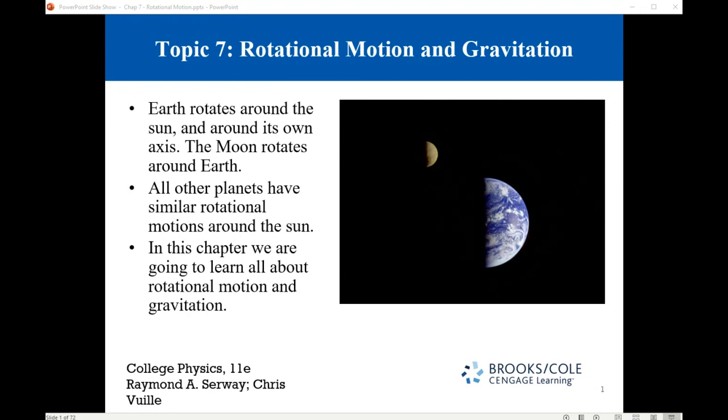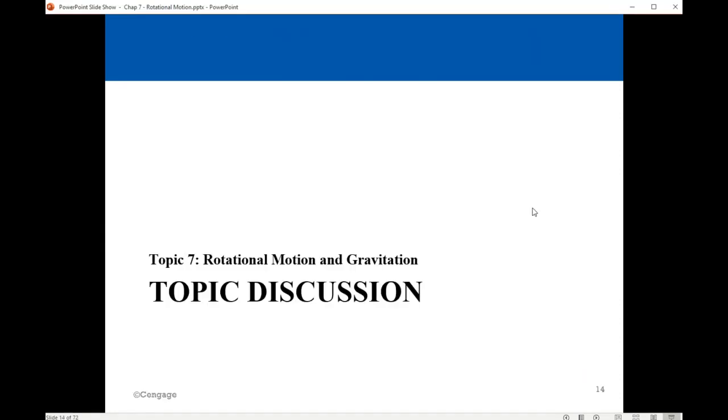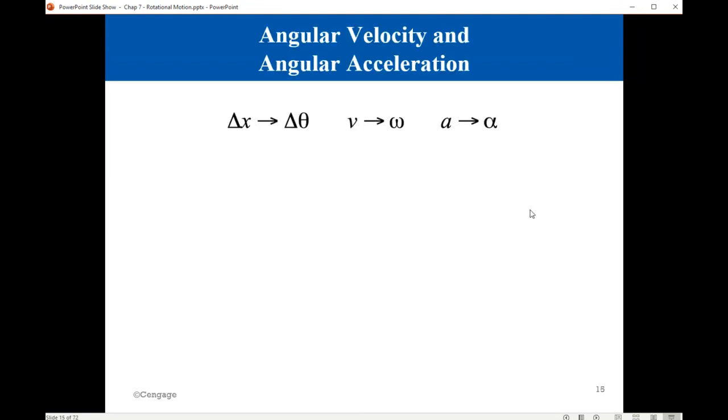Motion in general can be either translational or rotational. In the past chapters of the course, we learned all about translational motion. In this chapter, we are going to learn about the physics of rotational motion and also about gravitation. Very well. So now we are ready to start learning about rotational motion and gravitation.